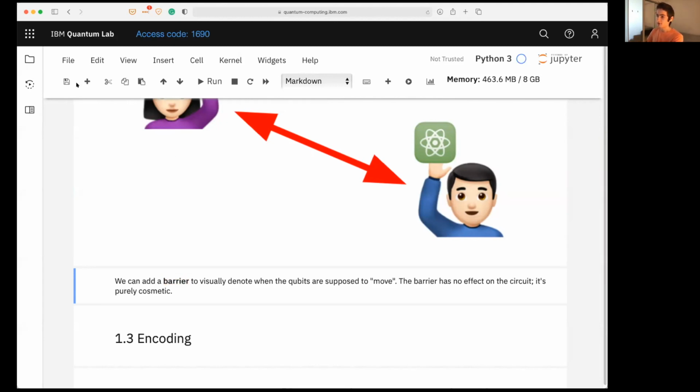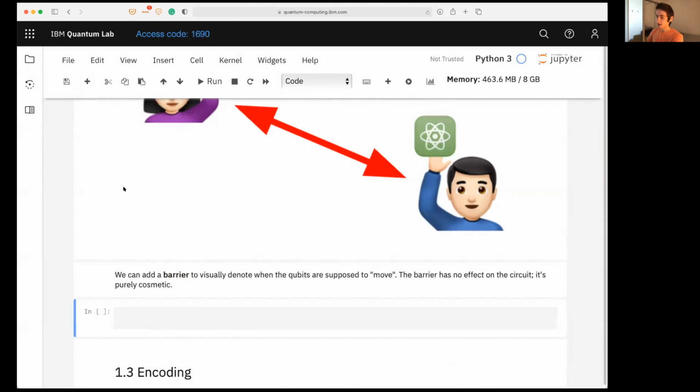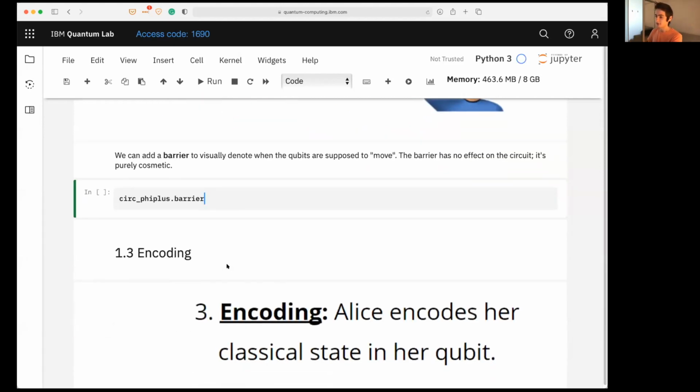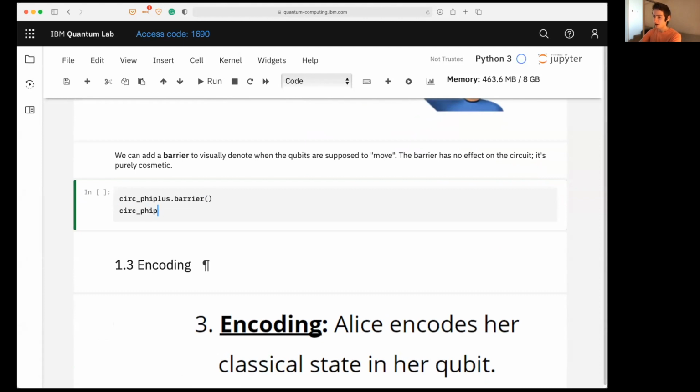Now, I'm going to go ahead and add a code block here, and then I'll just show you how this should work. So I'll use our circ phi plus that we had from before. And just like most things in Qiskit, it's always circuit name dot, and then the gate name. Here it's going to be dot barrier. Sorry, I'll type further up. Circuit name dot barrier. Okay, so once I specify that, I'm going to go ahead and draw our circuit again, and then we'll click run.